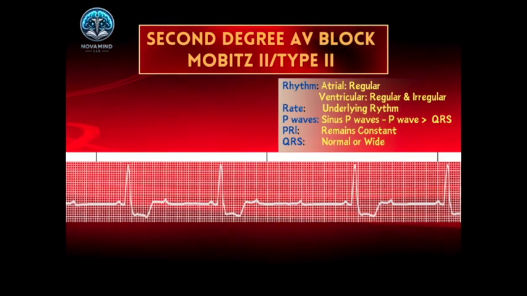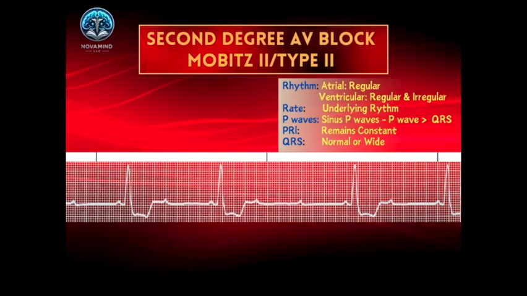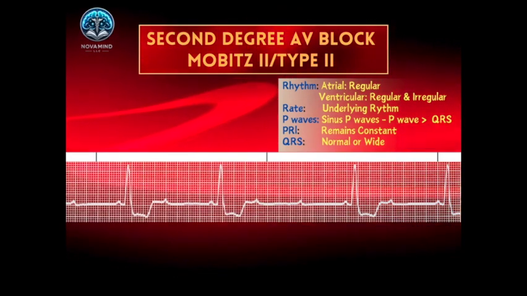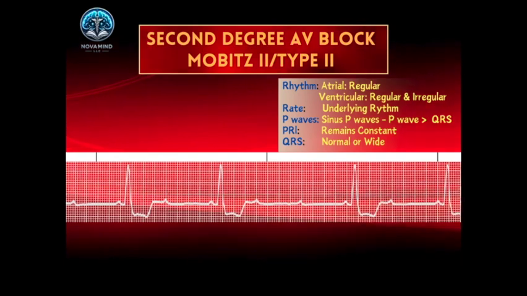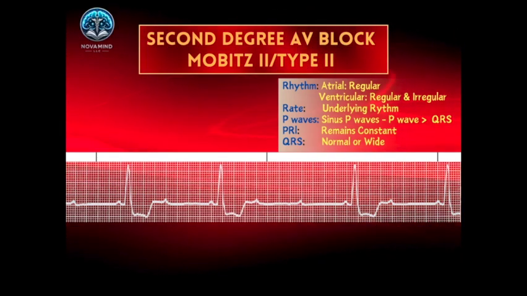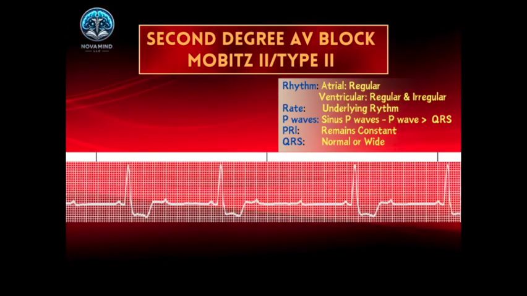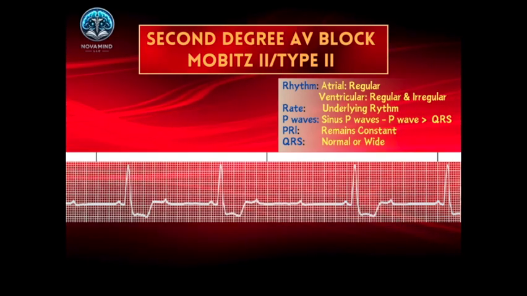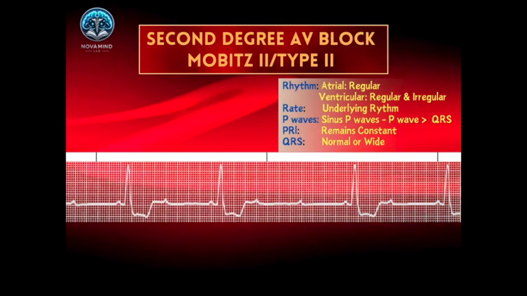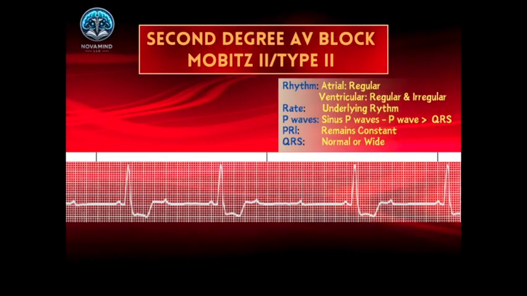Remember, Mobitz II is characterized by a regular atrial rhythm, intermittent dropped QRS complexes, a consistent PR interval on conducted beats, and often a wider QRS complex. This type of block is significant because it can progress to a complete heart block and may cause symptoms of bradycardia or low cardiac output. Recognition and prompt intervention are essential for managing Mobitz II effectively.